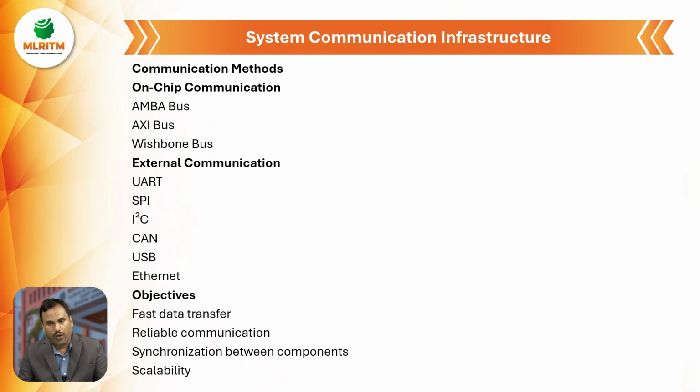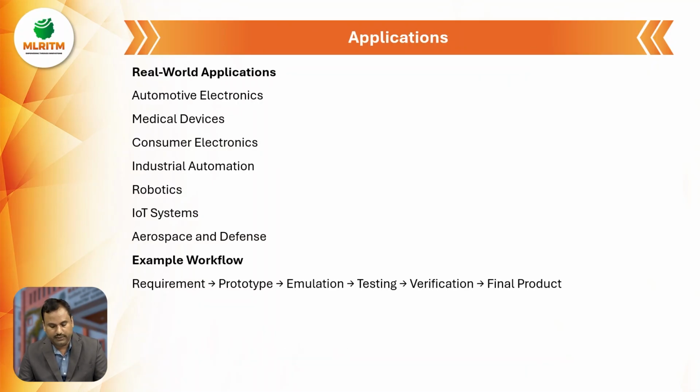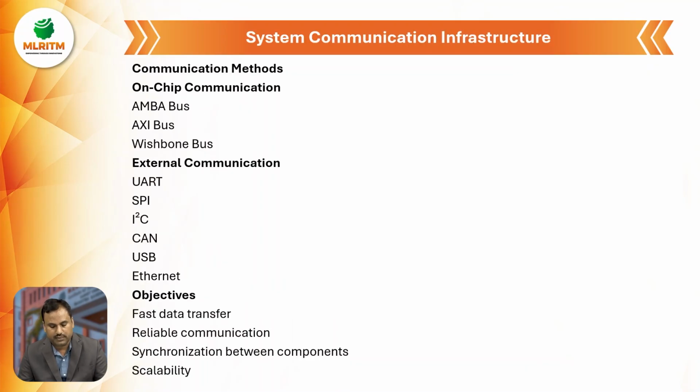And what are the objectives of this system communication infrastructure or communication methods? Fast data transfer, reliable communication, synchronization between components, and scalability. So these are the various communication methods and their objectives.